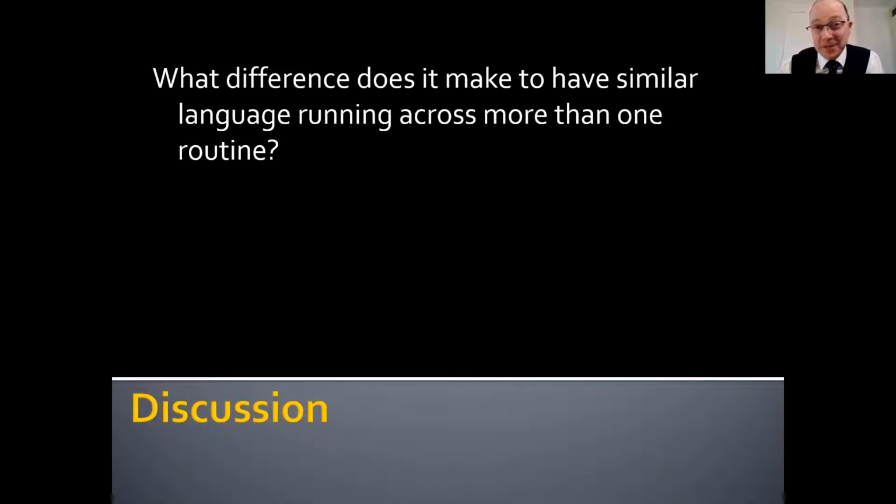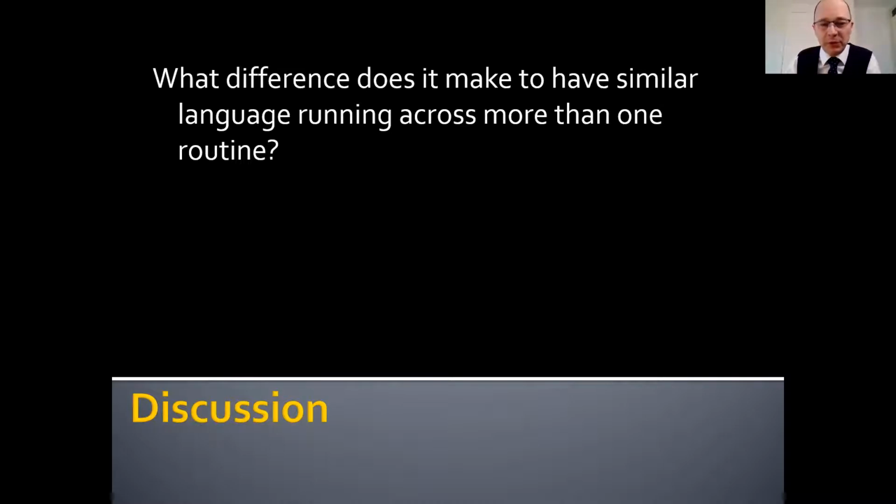So here goes with some answers, basically. What difference does it make to have similar language running across more than one routine? It crops up more often. And because it's a routine, it will happen regularly, frequently, meaningfully, just because we're in a classroom.